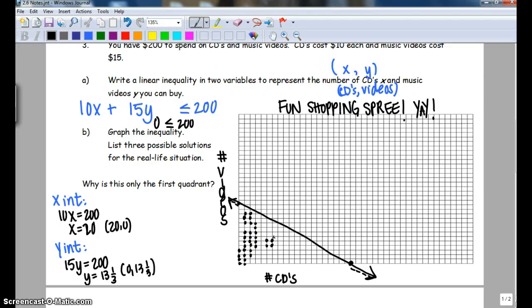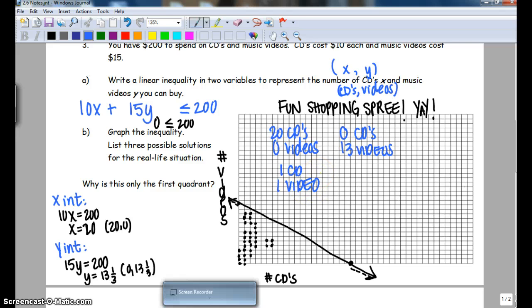And now we're just going to list 3 possible solutions. So you could buy 20 CDs and 0 videos. That would be this point over here. You could not buy 13 1/3 videos and 0 CDs, but you could buy 0 CDs and 13 videos. Or you could really buy any of these dots. So this one right here would be 1 CD and 1 video, that (1, 1). Those are just some examples.